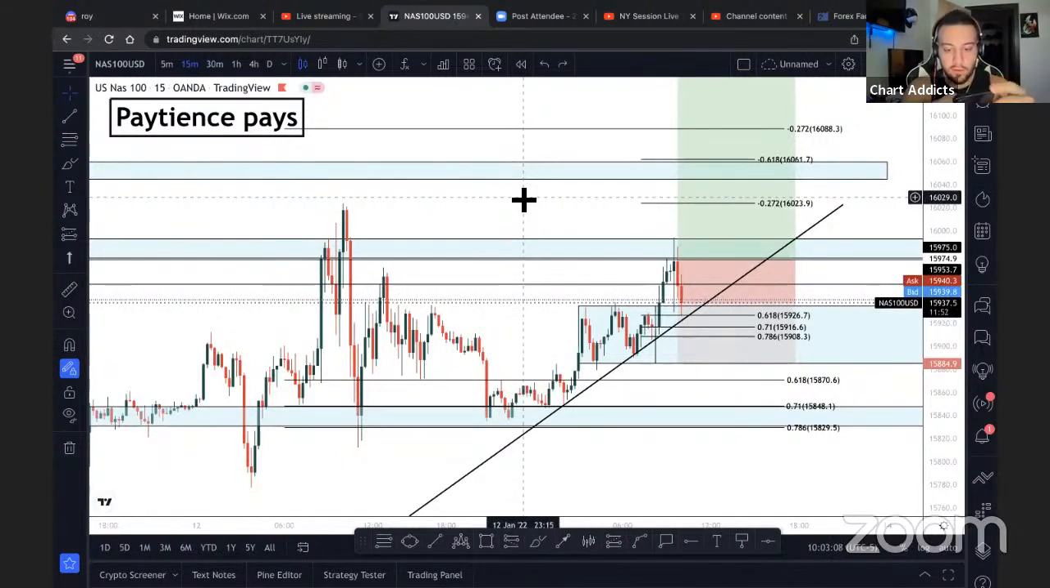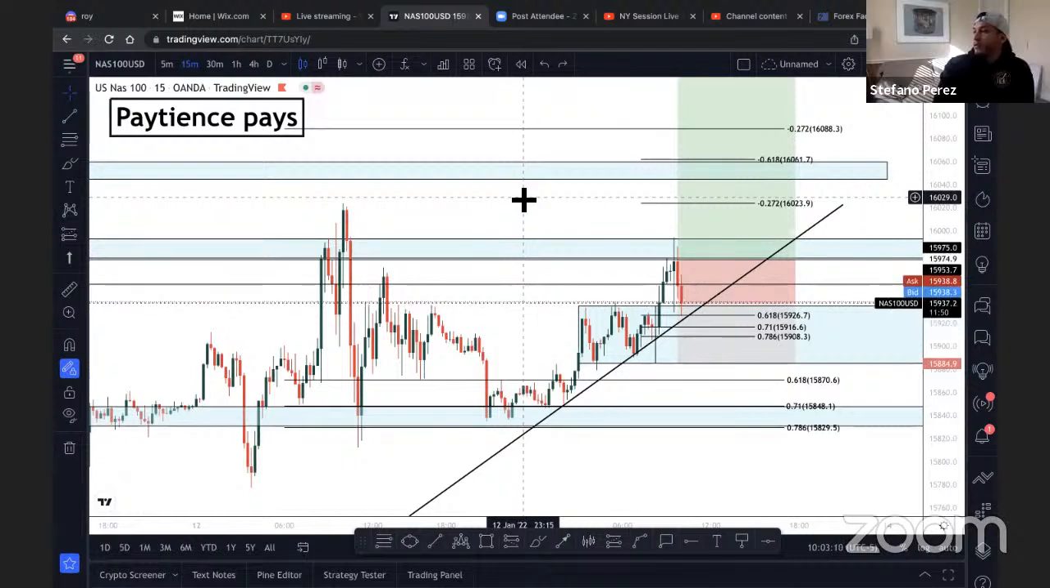Oh, it hit that zone. Yeah, it's at that zone. I'm just waiting for confirmations. Yes, it's gonna dip down one more time, I believe. So I'm just, patience is the name of the game. Yes, sir.